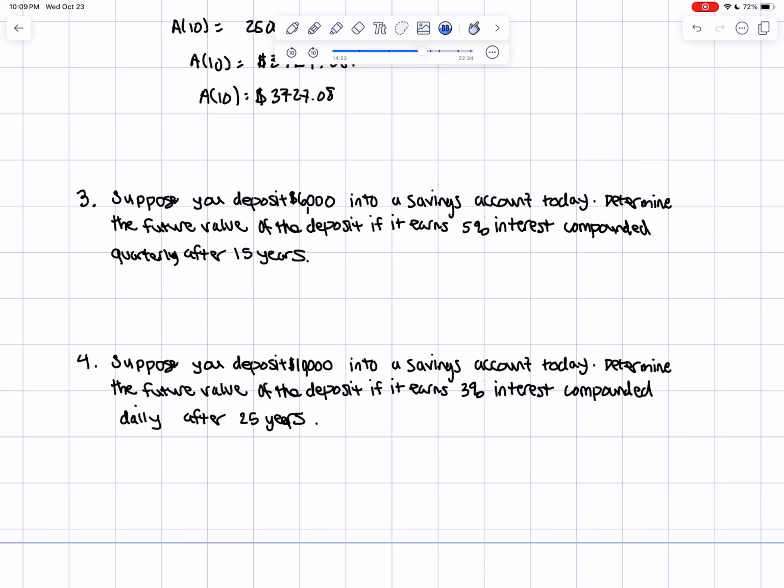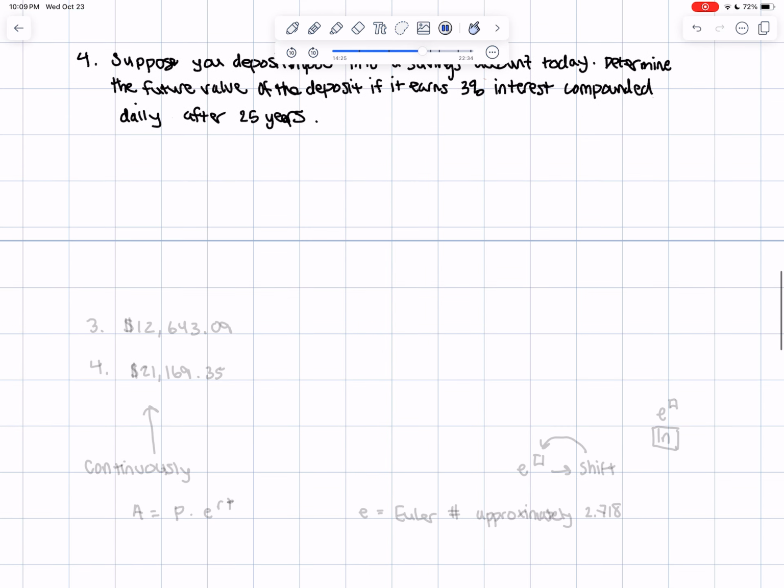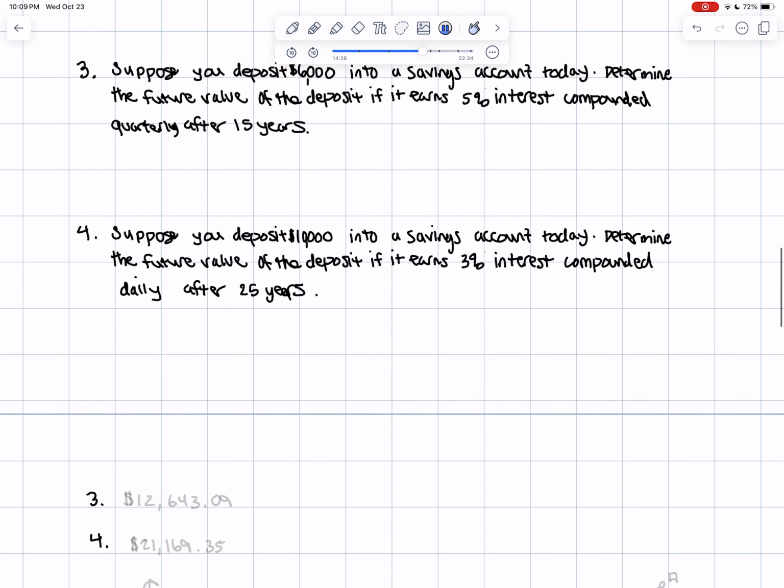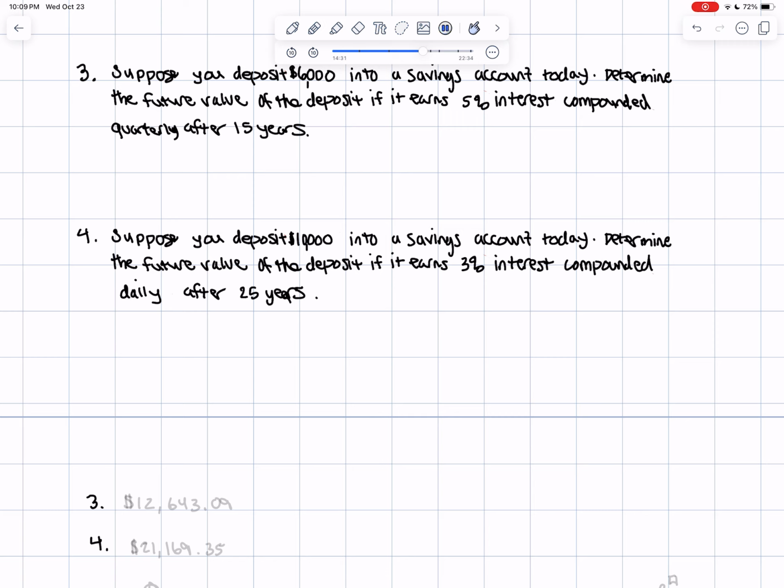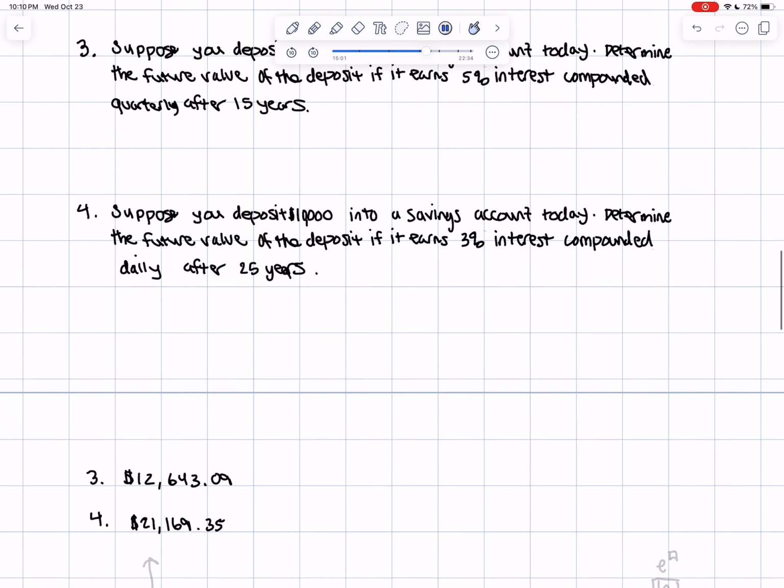Okay, welcome back. So the solution to 3 and 4: number 3 is 12,643.09, and number 4 is 21,169.35. Okay, so this was good practice for you guys.